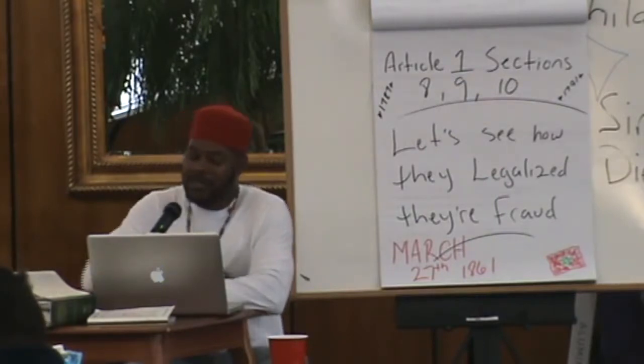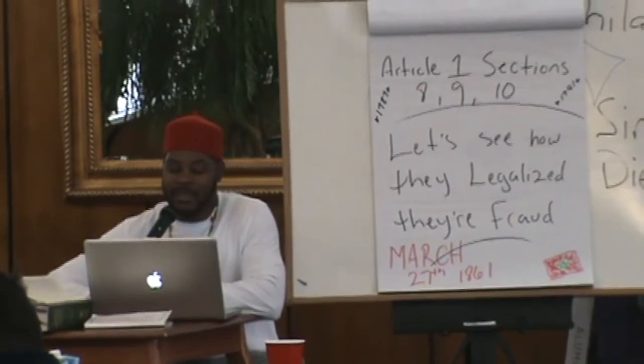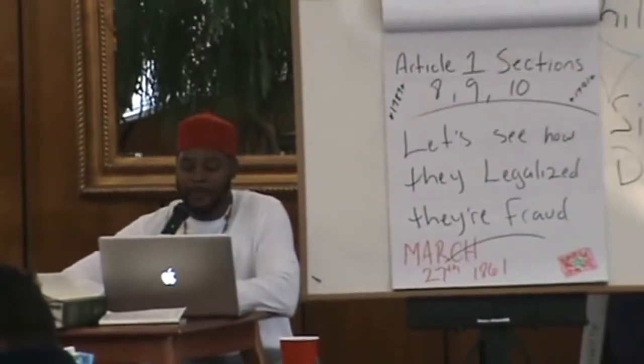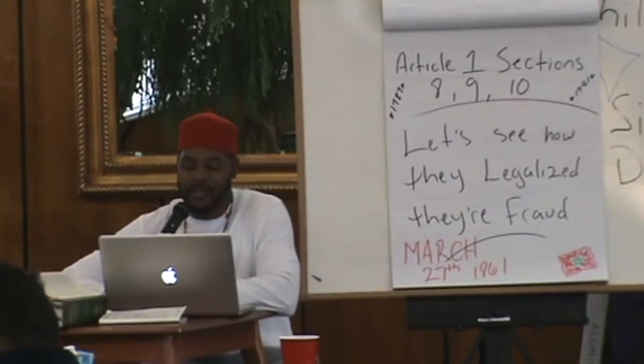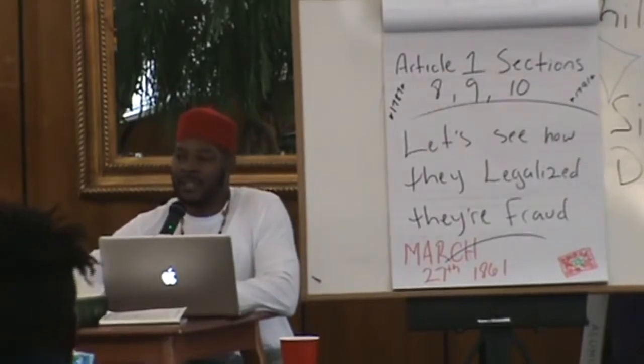The state of New Hampshire shall be entitled to choose 3. Massachusetts, 8. Rhode Island and Providence Plantations, 1. Connecticut, 5. New York, 6. New Jersey, 4. Pennsylvania, 8. Delaware, 1. Maryland, 6. Virginia, 10. North Carolina, 5. South Carolina, 5. And Georgia, 3. How many of y'all have heard of Rhode Island and Providence Plantations?